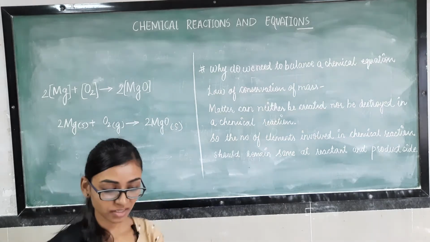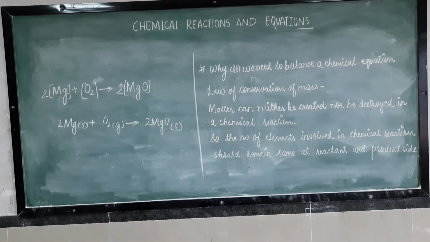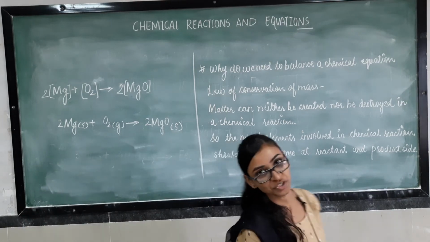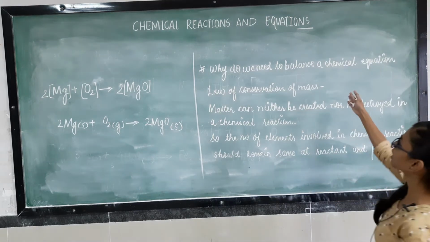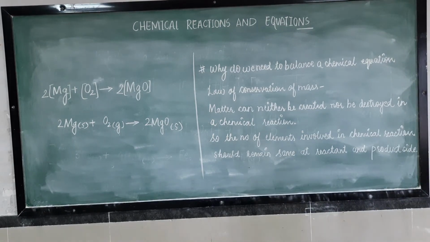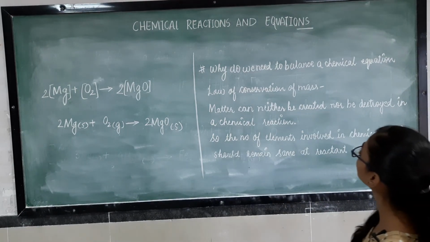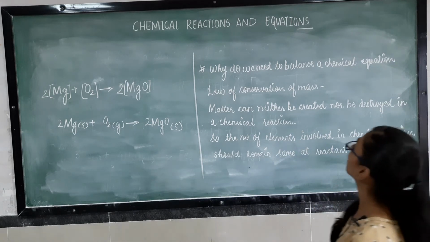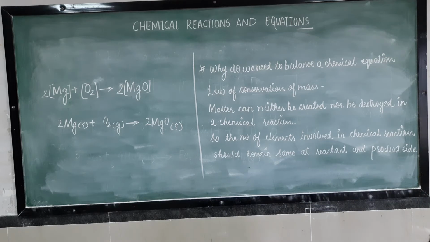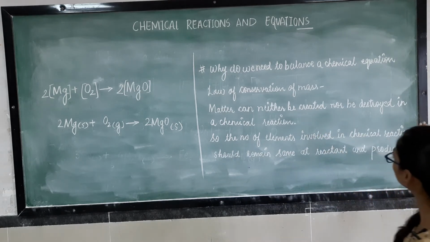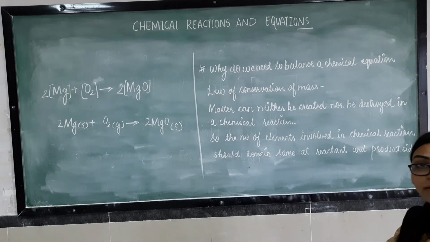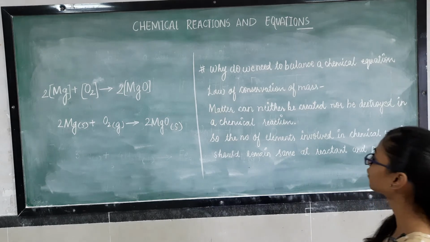Now we have seen the balancing of equations. Now one question arises in our mind: what is the need to balance the chemical equation? We have learned about the law of conservation of mass in class 9. The law of conservation of mass states that matter can neither be created nor be destroyed in a chemical reaction. We cannot create matter ourselves, and we cannot destroy it.